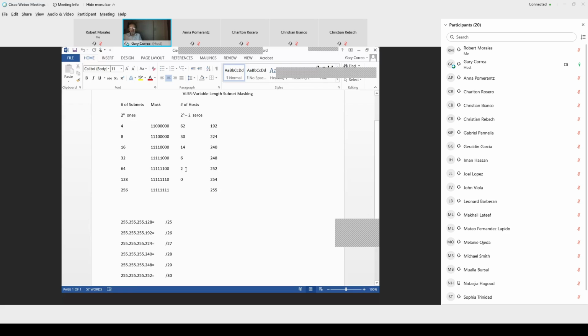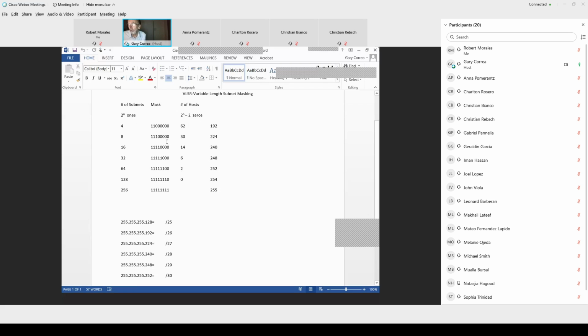Now, here's the tricky part, and I just did the lecture on it, so pay attention. Why is this tricky? Because this is 2 to the n minus 2. Watch. Number of subnets: 2 to the n, where n is the number of ones. The number of hosts is 2 to the n minus 2, where n is the number of zeros. So let's try this one. I've got 1, 2, 3, 4, 5, 6 zeros. What's 2 to the 6th power? It's 64. But I've got to subtract 2 to give me 62.